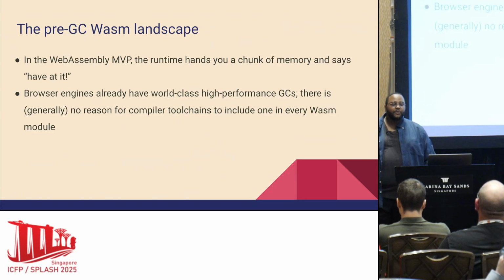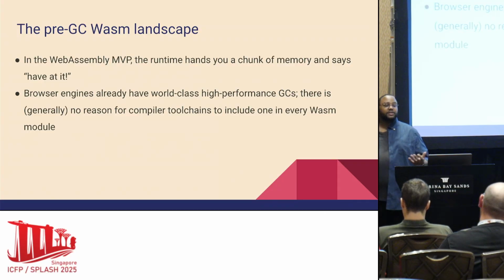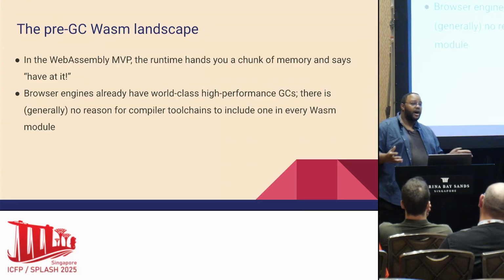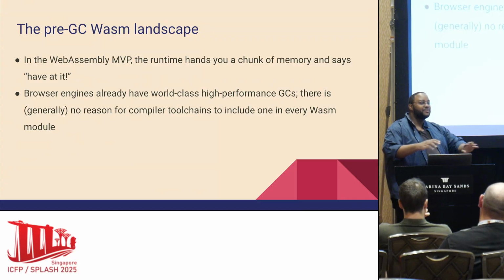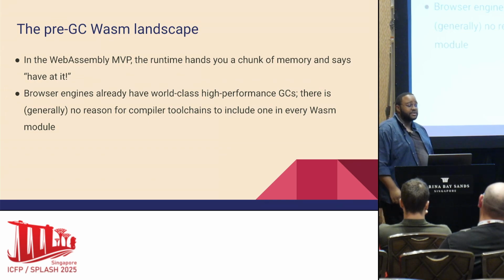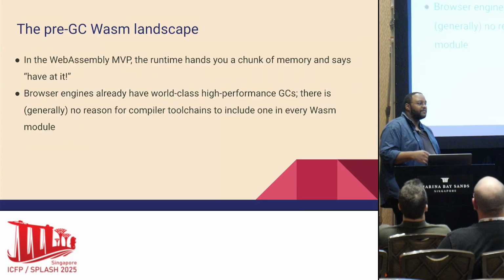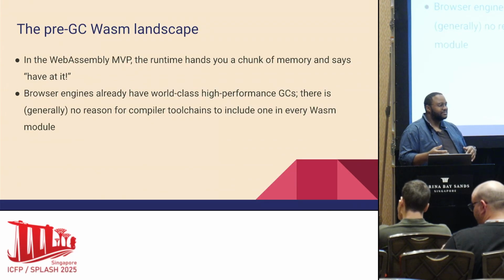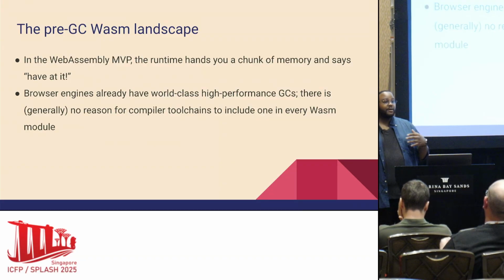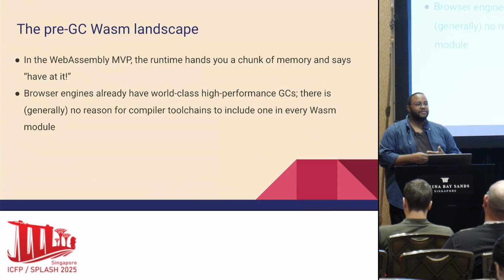So before WebAssembly GC, the way that garbage collection has worked has been that the runtime hands you a chunk of linear memory and says, hey, have at it, do whatever you want. So if you want to throw a garbage collector in there, go for it. If you're going to do something else, that's completely up to you. But browser engines already have world-class high-performance GCs. So there's generally no reason for compiler toolchains to have to include a full garbage collector into every single WebAssembly module.